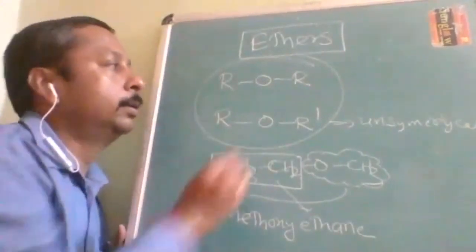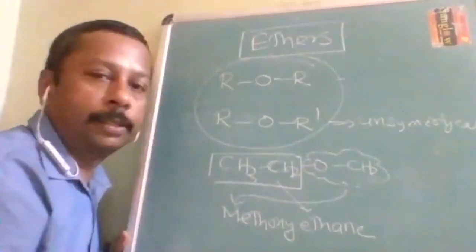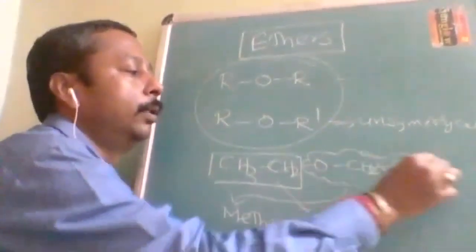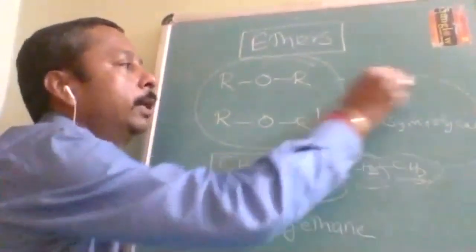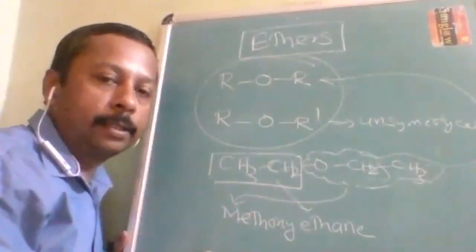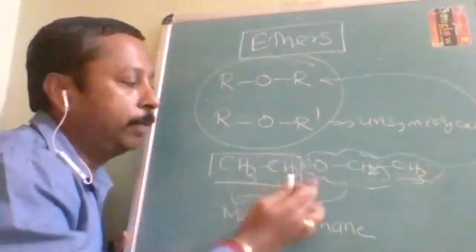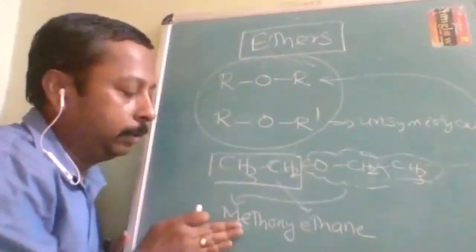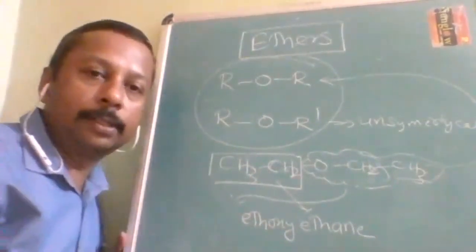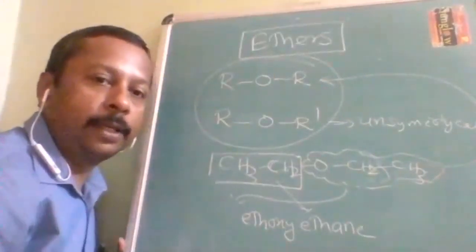Here the name methoxyethane is understood. Now if both sides are ethyl only, then it will come under this category. Now you have the freedom to select any as the main chain and anything as the side chain. If I continue with the same previous one, now it will be ethoxyethane. The name of this compound is going to be ethoxyethane. So this is about the naming and classification of ethers.